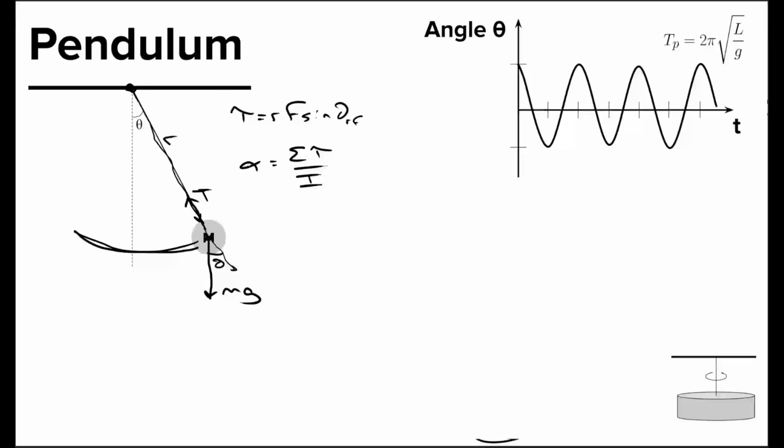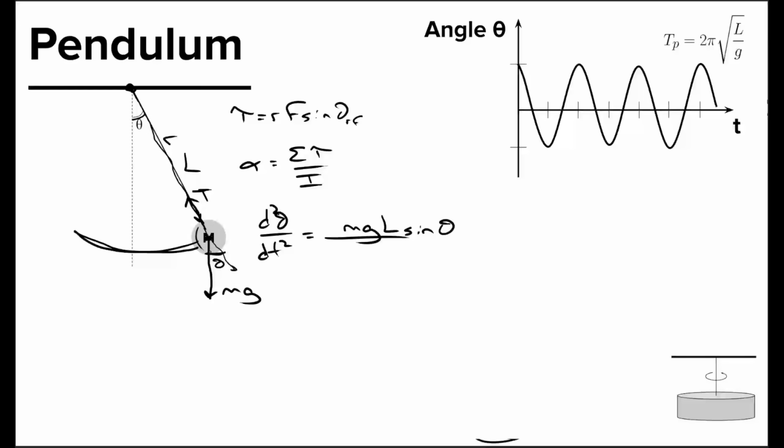And so you're like, I know what to do. Instead of writing alpha as d omega dt, I'm going to write it as the second derivative of theta with respect to t squared equals, the only torque in here is gravity. It's going to be force times r, which is the full length of this rod, times sine of the angle between them.